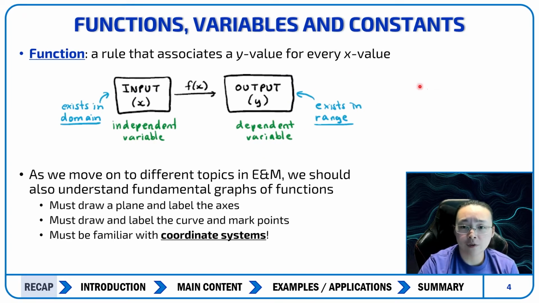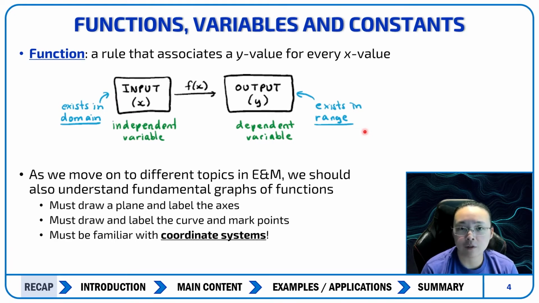So let's first start off with the basics. What are functions, variables, and constants? A function is a rule that associates a y value for every x value. So how does a function work? You have an input x, it exists in a domain, it's a variable that we choose, it's an independent variable. And when we put it through a function, we're going to get an output. And that output called y is called a dependent variable. It depends on the choice we make for x. And for input and output, inputs exist in what we call a domain, and an output exists in what we call a range.